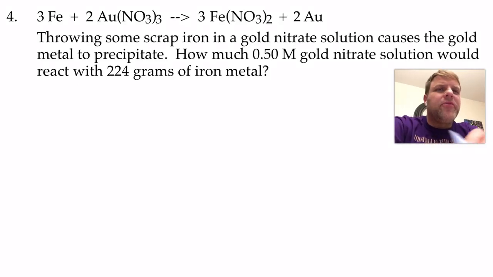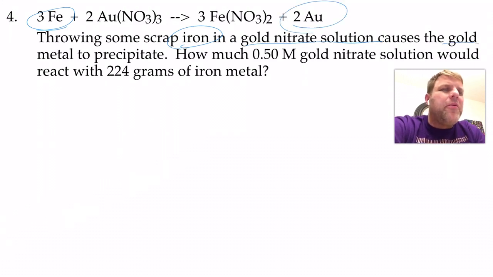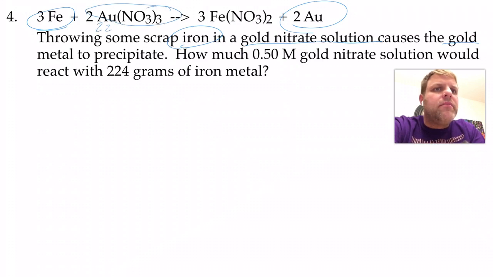So this problem says that we're throwing some scrap iron, and iron is the Fe, into a gold nitrate solution, and it causes the gold metal to pop out. So this stuff pops out. How much 0.5 molar gold nitrate solution would we need to react with 224 grams? So we want this 224 grams to all come out. And this stuff is 0.5 molar.